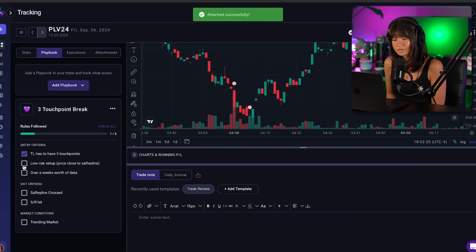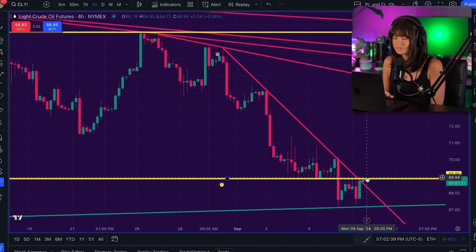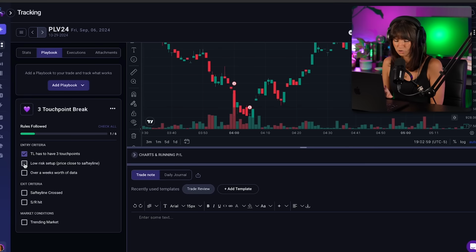Next, is this a low risk setup? In order to identify if this is a low-risk setup, we see how far away the price is from the opposing trend line. This could be low risk if I reduce my position size. If I come in with 10 contracts instead of 20 contracts, we can check that off. I will probably be coming in with 20 contracts instead of 10 contracts. But for example purposes, we will say that this checks all of the boxes, and I will get into this trade with only 10 contracts, so we can simply check off the low-risk setup. Low-risk setup. Is there over a week's worth of data?